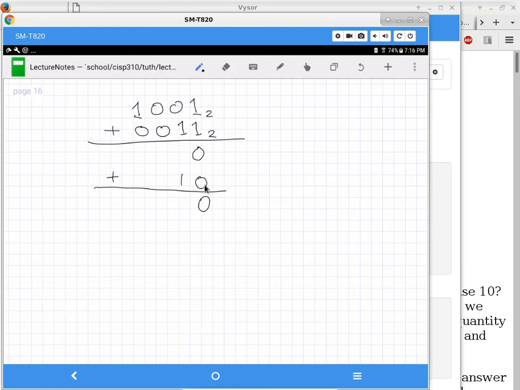Once again, we just perform the addition based on the digits that are given to us. So we have 0 plus 1 in this case. What is 0 plus 1? It's 1.